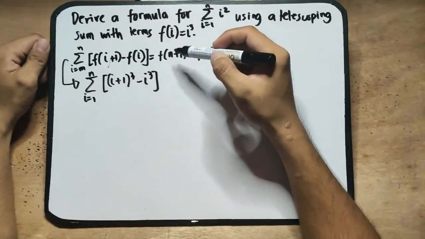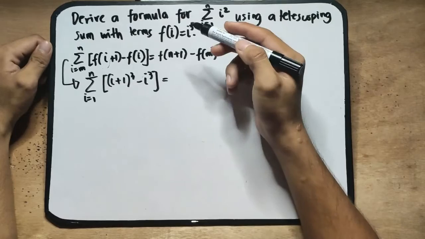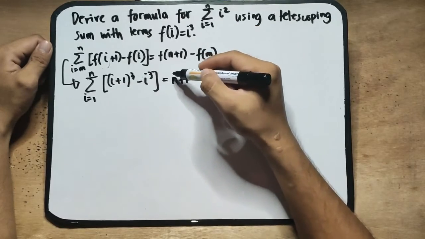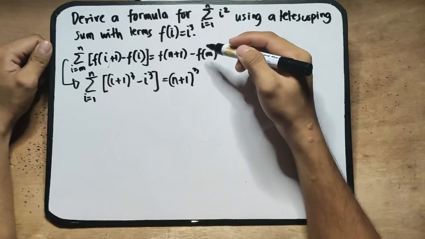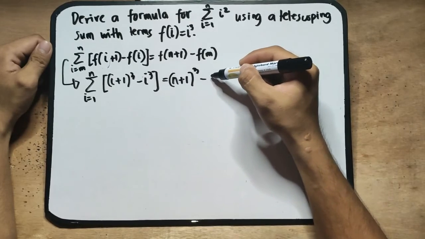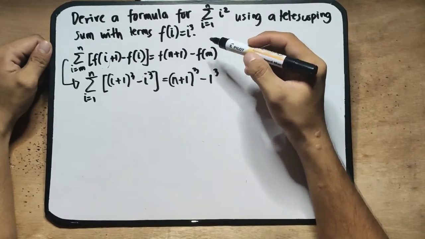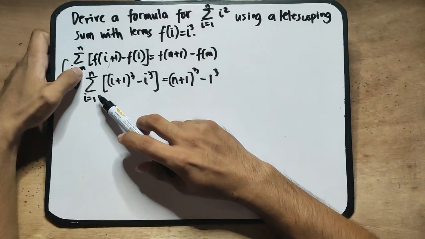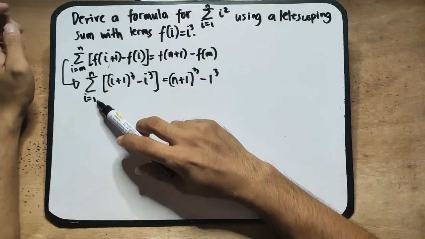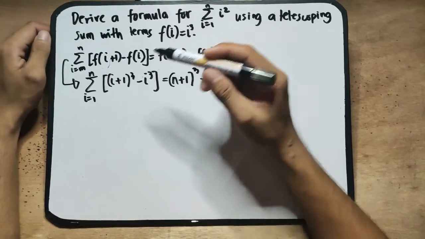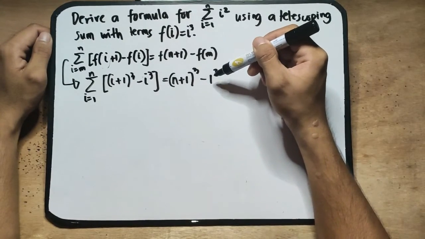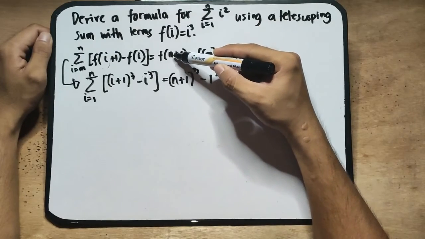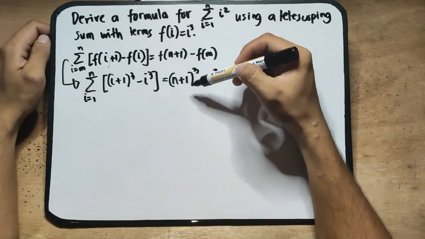So, kung gagamitin natin yung telescoping sum property, this will give us (n plus 1) cubed minus 1 cubed, since 1 yung value ng ating lower bound. Ang lower bound dito ay m. Since ang lower bound natin or lower limit natin dito ay 1, sinubstitute natin kay f of m si 1 cubed, and n plus 1 cubed.